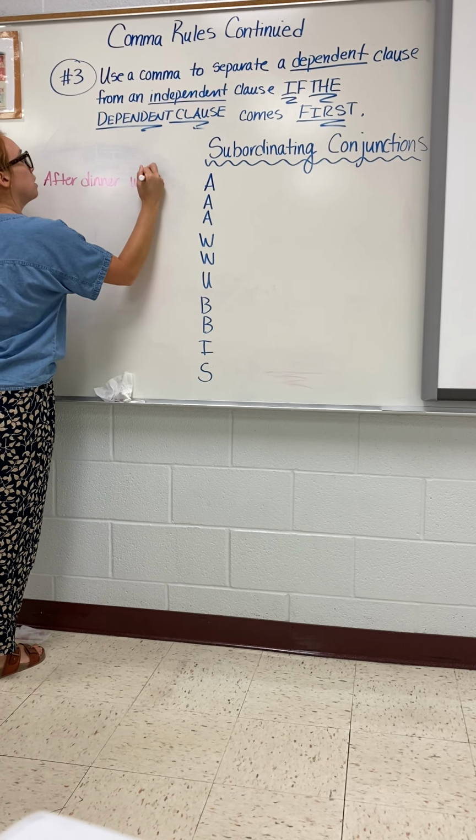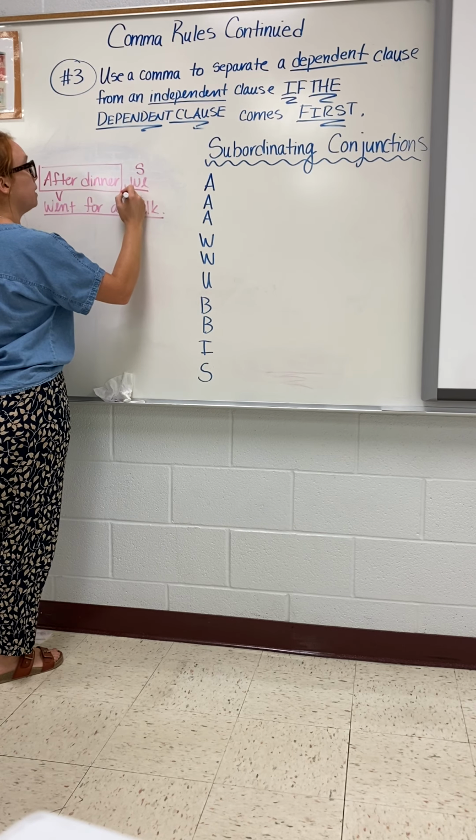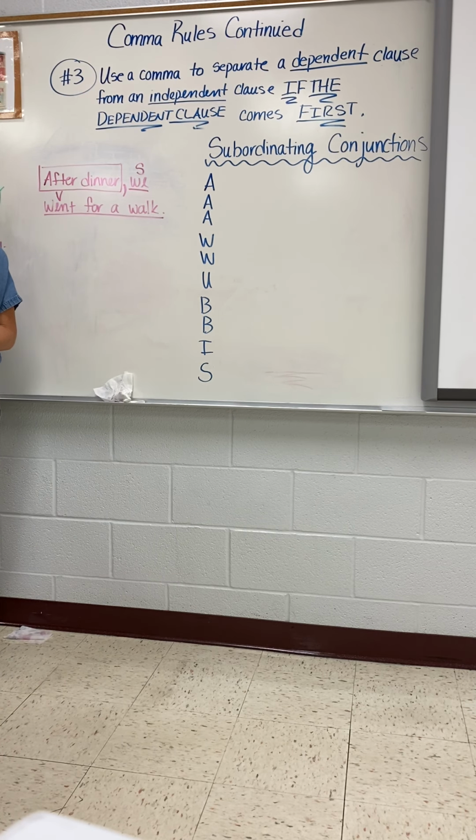So I've said the exact same thing. The only difference is I decided to start with my dependent clause, and it still makes sense. After dinner, we went for a walk, right? So if I'm looking at this sentence, I'm going to first identify my subject, which is we. What did we do? We went. So if I look at this sentence, I can immediately tell that this here is my independent clause. We went for a walk, okay? Now, after dinner is a dependent clause. Since I put the dependent clause before the independent clause, this sentence needs a comma, okay?